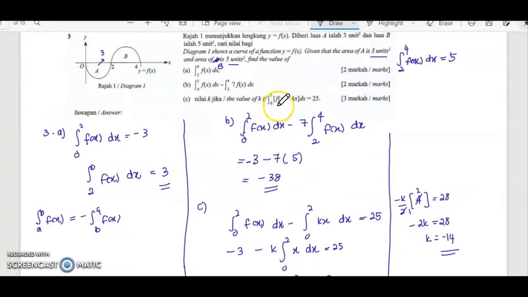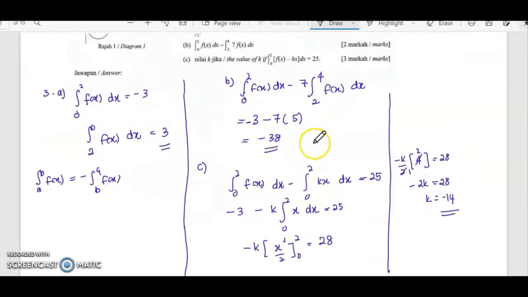Okay, so question C, given that integration from 0 until 2 of f(x) minus kx dx equal to 25. Okay, so daripada sini saya pecahkan. Bila kita pecahkan macam ni, lagi nampak lah. So this one is integral 0 until 2 of f(x) dx which is equal to negative 3. And then 0 to 2 of kx dx. So k ini adalah skala lah. Biasa skala kita darab dengan function k. So kita letak k dekat luar. So kita just integrate x kat sini.